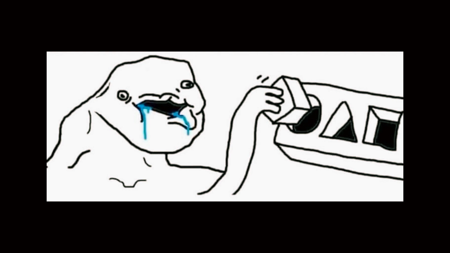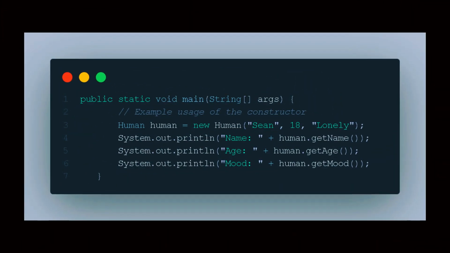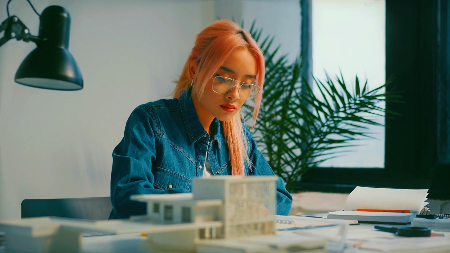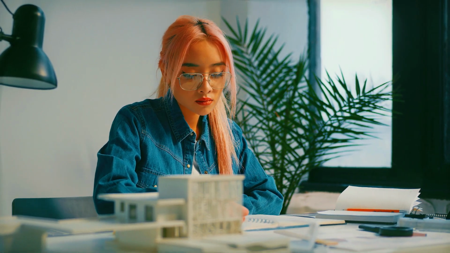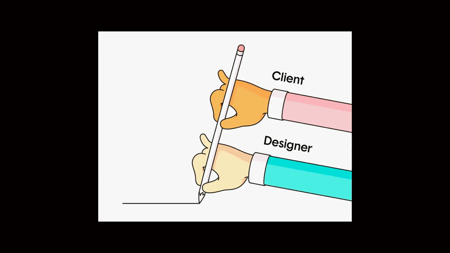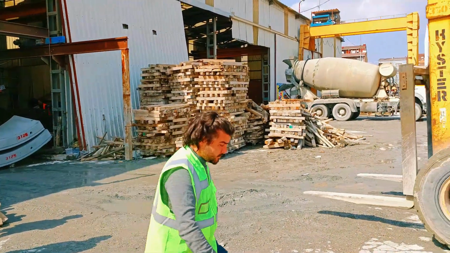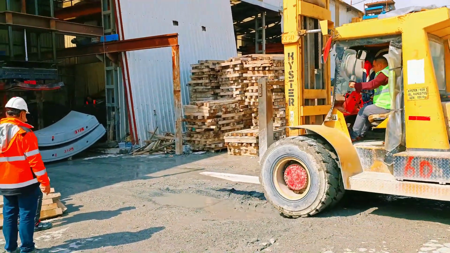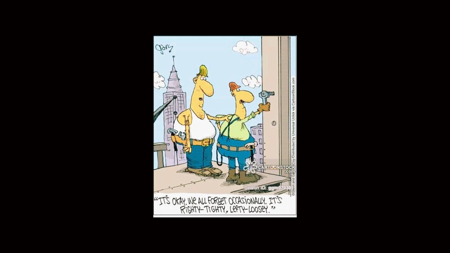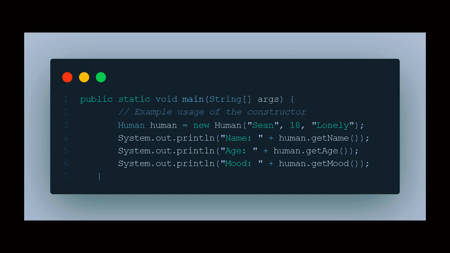Well, first, let's look at the constructor. We know it's a function that takes in some values, but what actually happens? Now, when you're creating an object in Java, I want you to think of yourself as a client that wants something done or created. You tell the constructor some requirements, and then the constructor needs to build whatever your requirements were, because that's essentially how the constructor works.